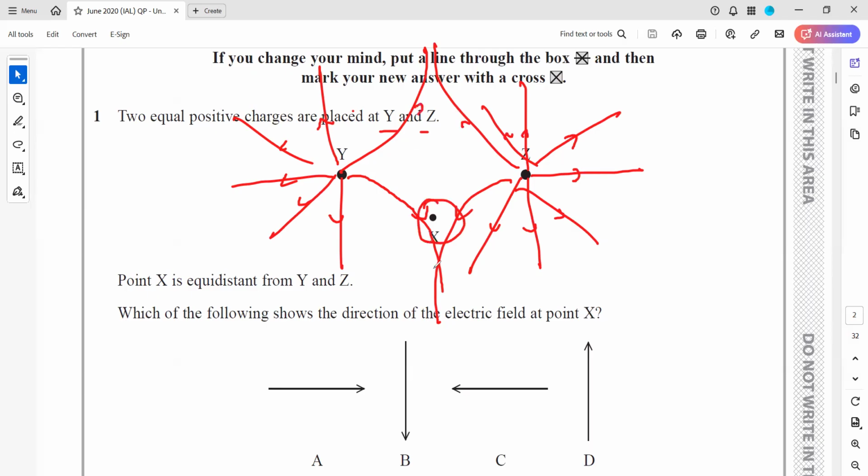So at this point, the resultant direction is pointing downward. So this will be the right answer. Is it clear?